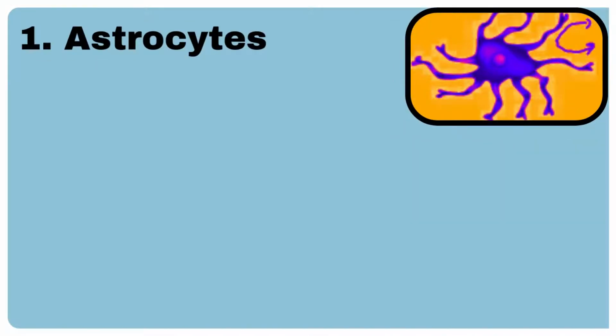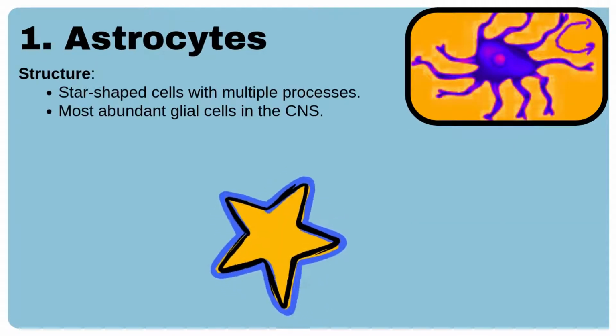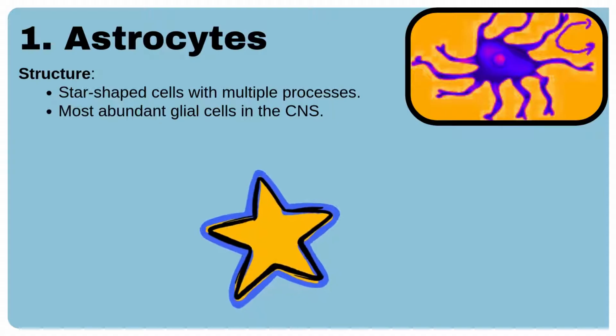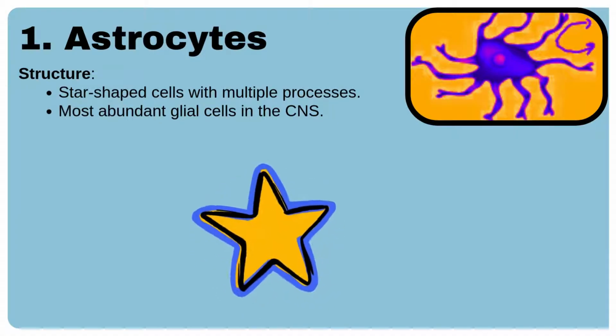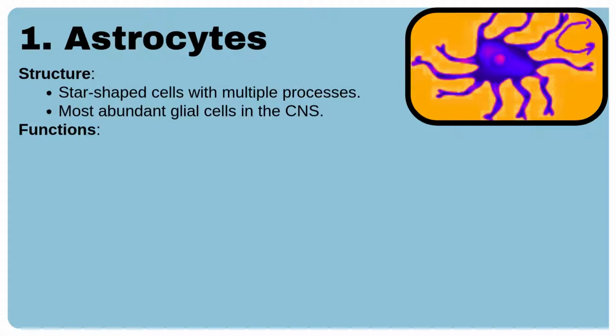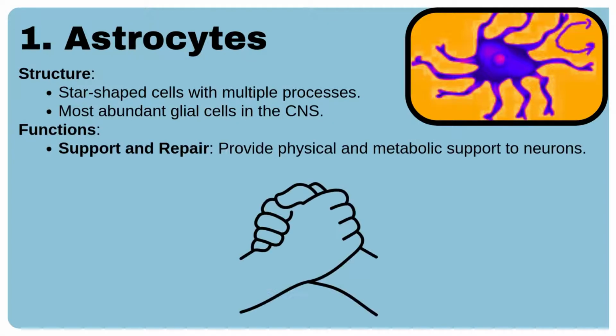Number 1. Astrocytes. Structure. They are star-shaped cells with multiple processes. They are the most abundant glial cells in the central nervous system. Functions. They perform the following functions: support and repair. They provide physical and metabolic support to neurons.